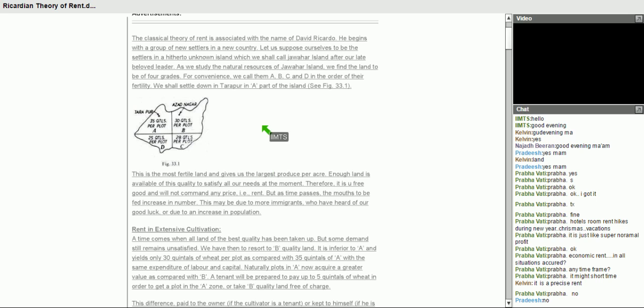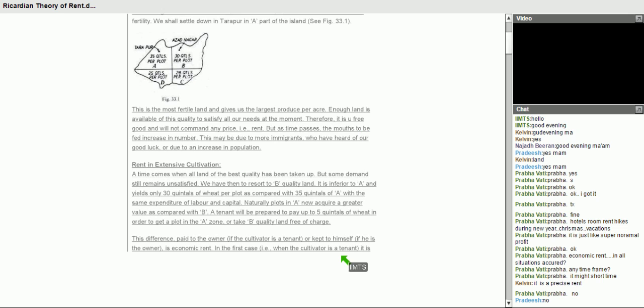So people have settled in plot A because it is the most fertile. One important characteristic of rent or quasi-rent is that it is dependent on the fertility of the land, because land is demanded just because of its fertility. So it varies from land to land because of the nature of the fertility. It is the most fertile land and gives us the largest produce per acre. Enough land is available of this quality to satisfy all our needs at the moment. Therefore it is a free good and will not command any price. That is rent.